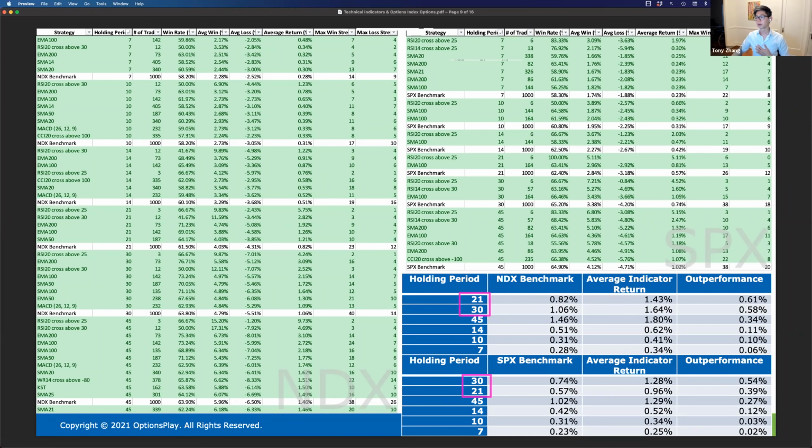Have you done the same analysis for covered calls? We have not. And the reason for it is because you can't trade a covered call on an index because you can't own the index. So that's why we haven't tested this on covered calls.